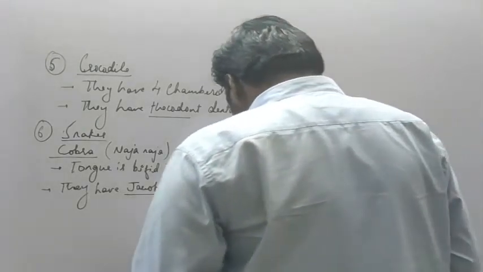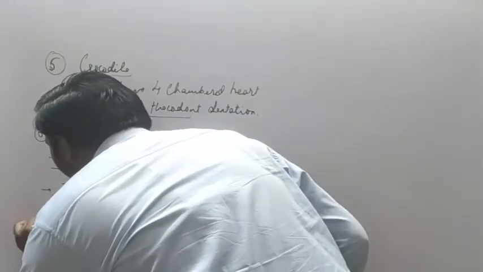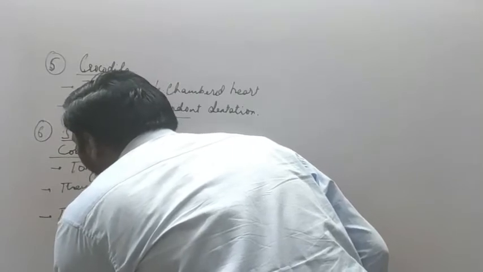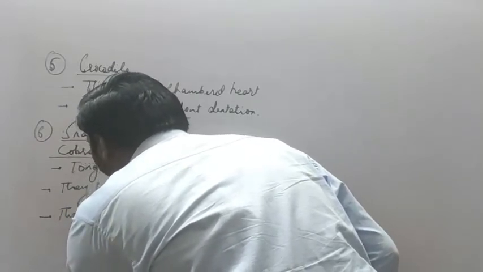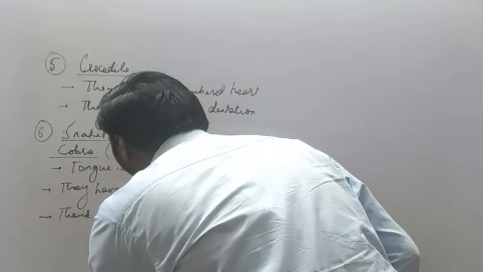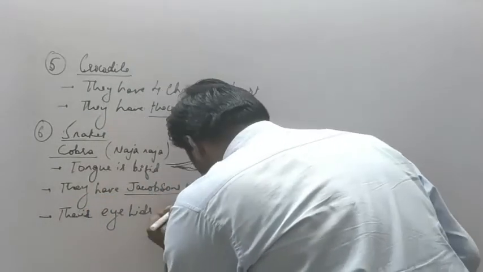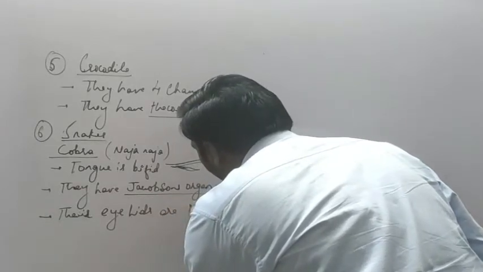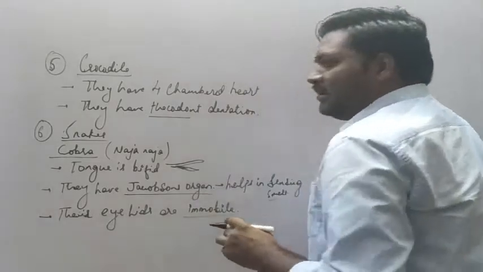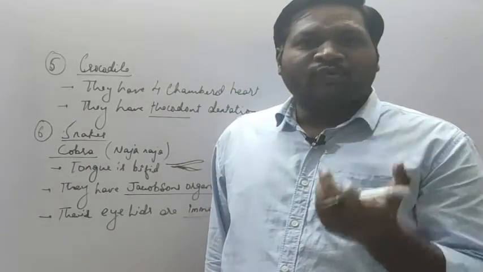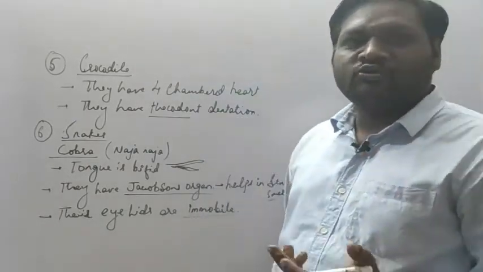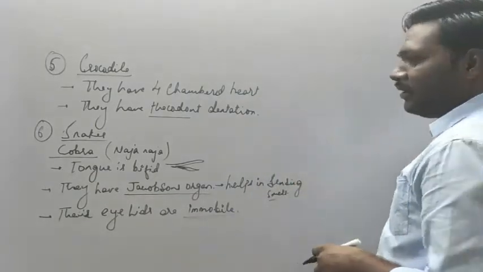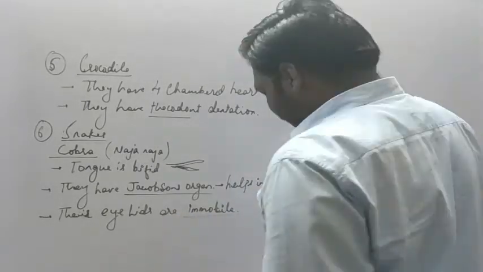Okay, the next, their eyelids are immobile. That means their eyelids do not move at all. So when we look at a snake, it looks like it is capturing our pictures. It is not really capturing our picture, that is a fake thing, but their eyelids are immobile.